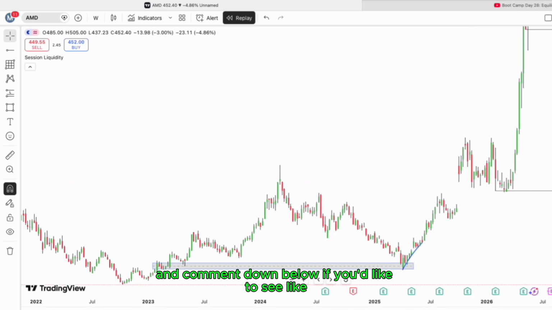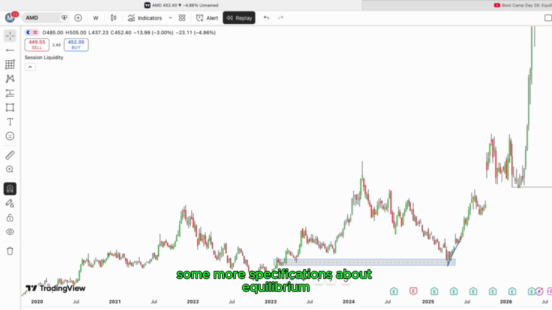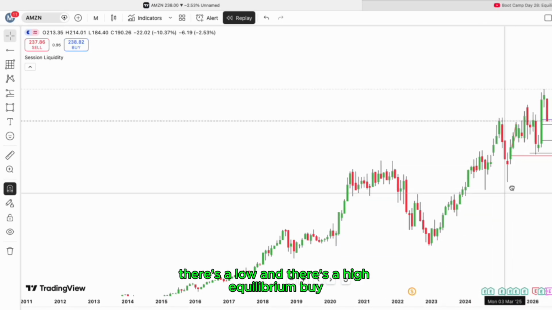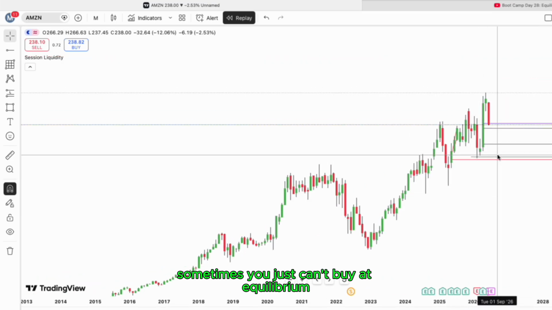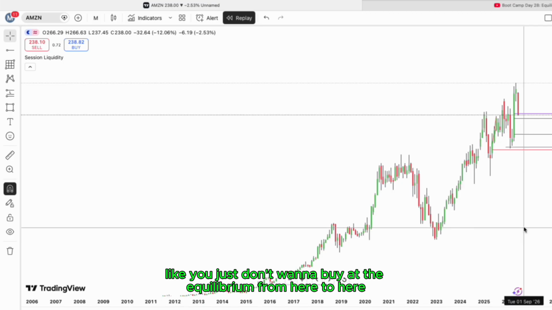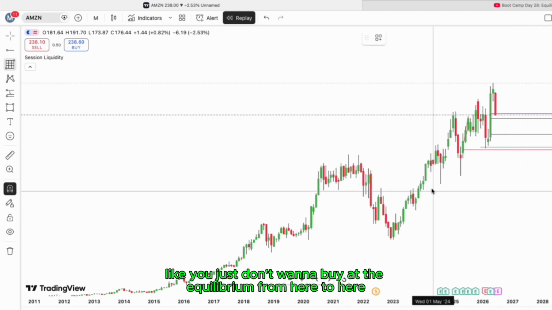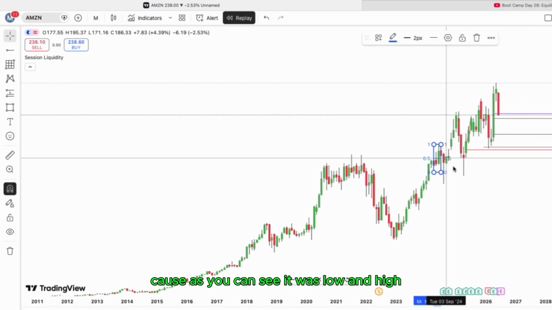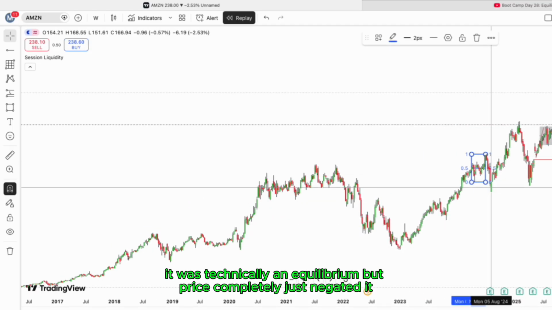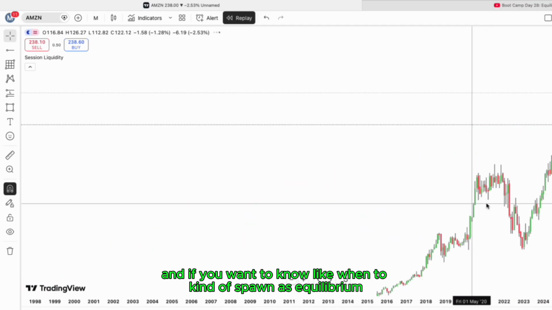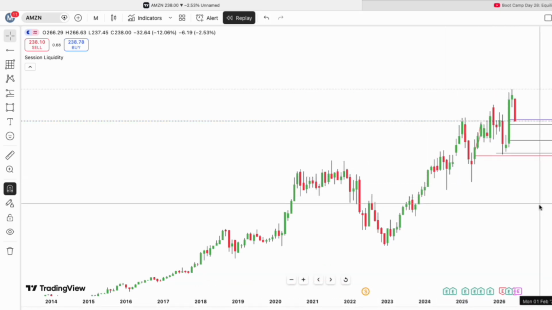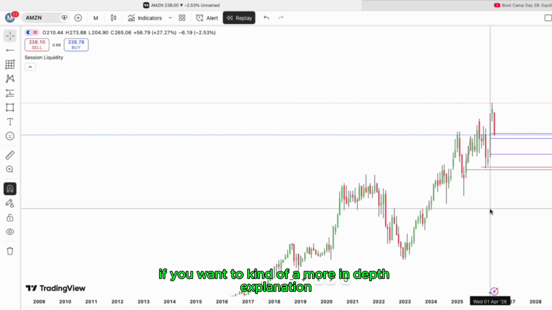And comment down below if you'd like to see some more specifications about equilibrium. And constantly say that, oh, there's a low and there's a high, equilibrium, buy. Sometimes you just can't buy at equilibrium, and you instead want to kind of wait for a strong equilibrium. Like you just don't want to buy at the equilibrium from here to here, because as you can see, it was a low and a high. It was technically an equilibrium, but price completely just negated it. And if you want to know when to spot it as equilibrium and when to spot it as a monthly low, if you want a more in-depth explanation, comment down below.